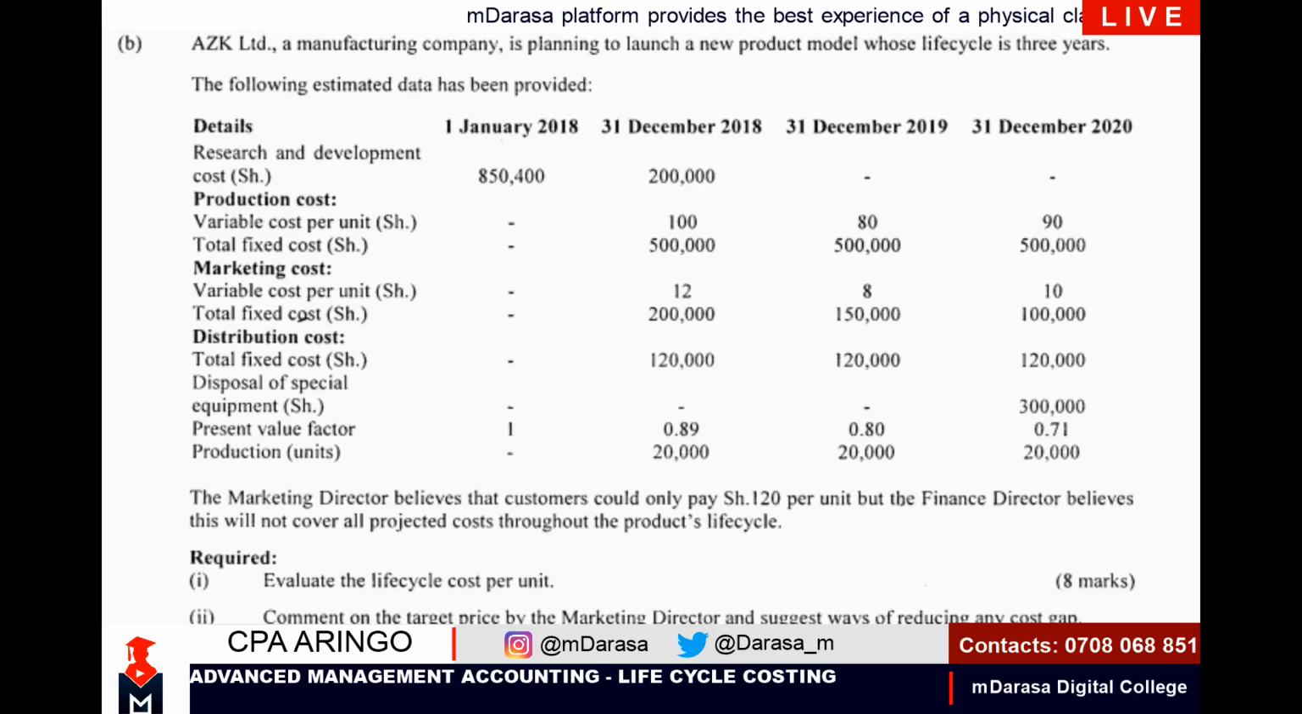Then I'm also given our production in units. Then, looking at that case, what were we told? That the marketing director believes that customers could only pay 120 per unit, but the finance director believes this will not cover all projected costs throughout the product's life cycle.